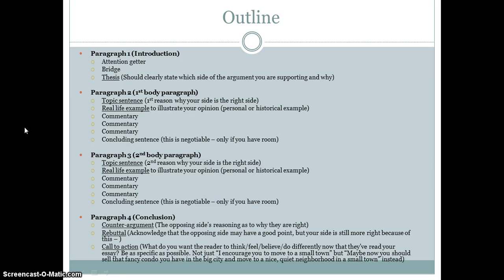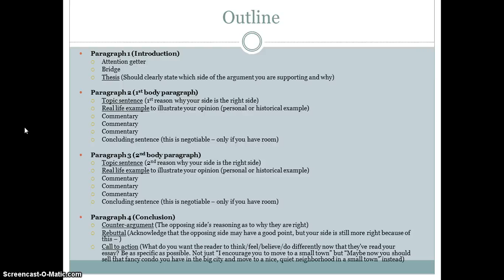Now, let's examine a possible structure for the persuasive essay. Earlier we discussed that we would most likely have 4 paragraphs in the persuasive essay: an introduction, 2 body paragraphs, and a conclusion. Keep in mind that you only have 26 lines.